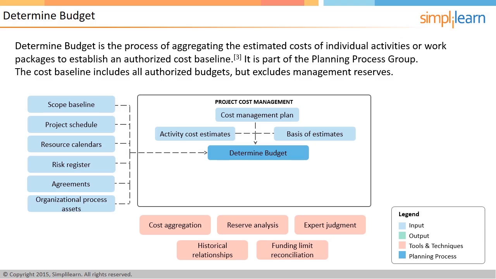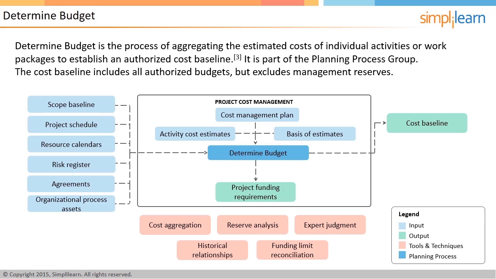Funding limit reconciliation technique is used to ensure that cost on the project is budgeted or spent as per the availability of the fund. For example, if the project can get the funding of only $50,000 a month, the project budget should be planned accordingly. The output of this process is the cost baseline. This is an authorized project budget over a period. This is used to measure, monitor, and control overall cost performance of the project.